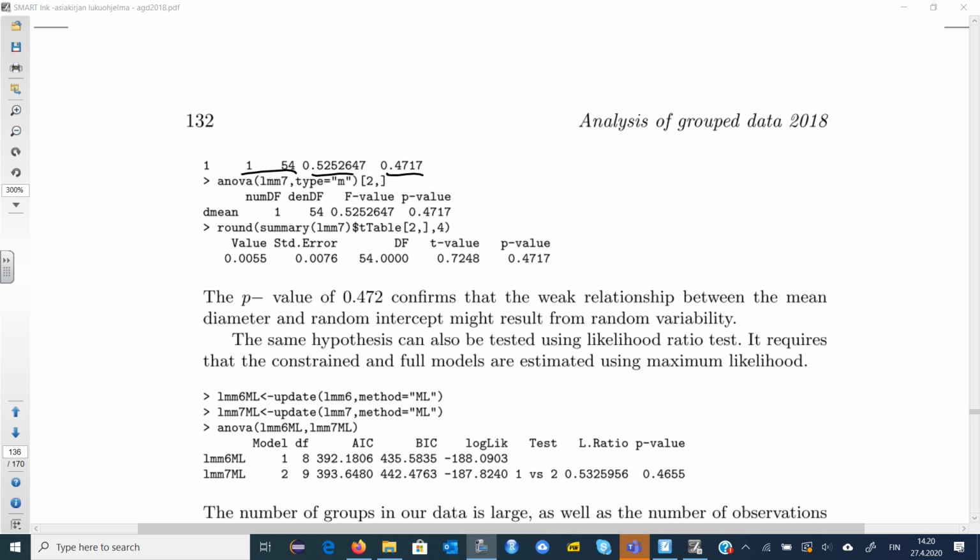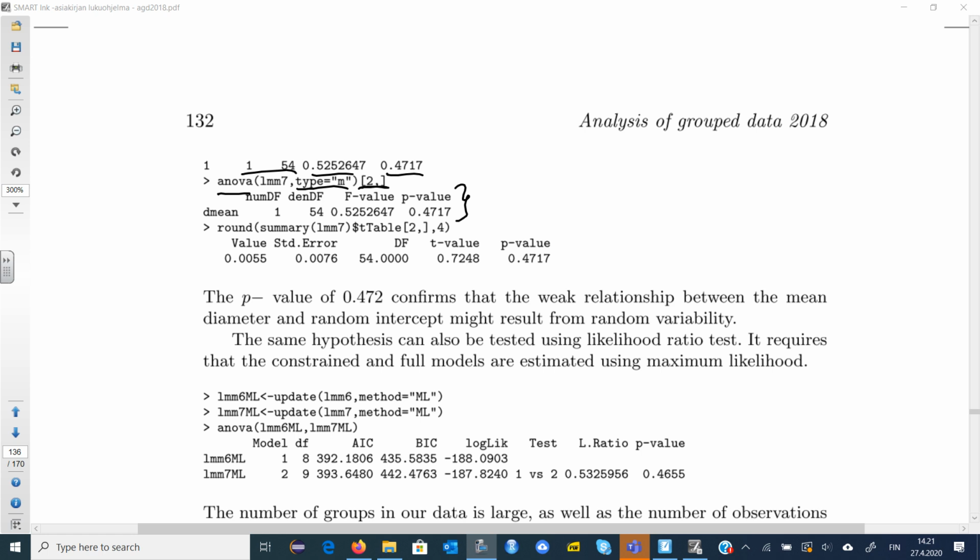We could also do the same by using this anova, and type is marginal, which means that we are using the type 3 sum of squares, and then we are picking only the second row of that output, so we see exactly the same result again.